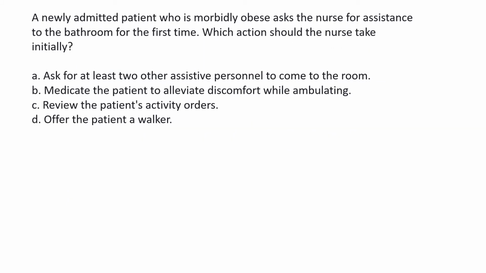A newly admitted patient who is morbidly obese asks the nurse for assistance to the bathroom for the first time. Which action should the nurse take initially? A. Ask for at least 2 other assistive personnel to come to the room. B. Medicate the patient to alleviate discomfort while ambulating. C. Review the patient's activity orders. D. Offer the patient a walker.